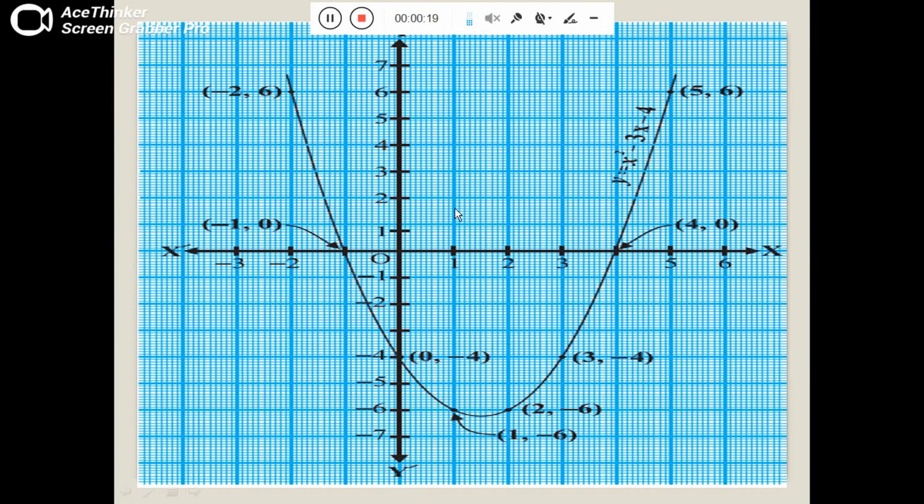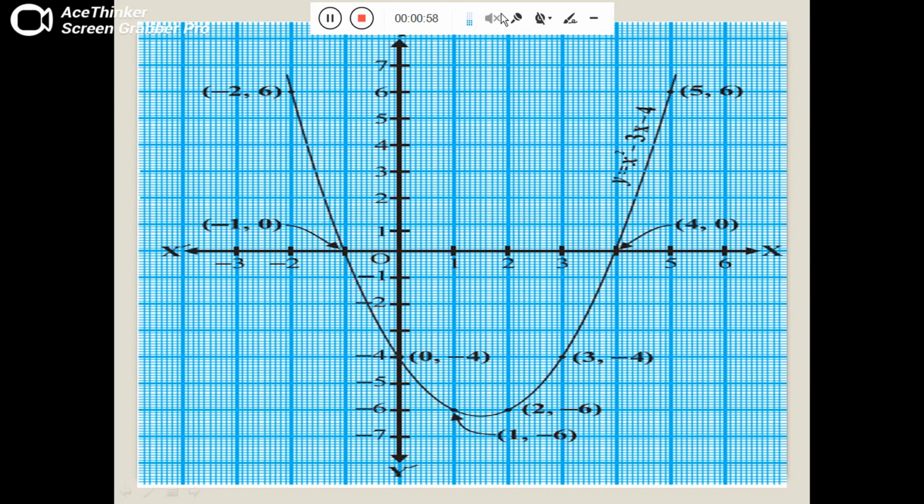The important part of this figure is that this graph intersects the x-axis at 2 points. The first point is minus 1, 0, and the second point on the x-axis is 4, 0. It means that for any quadratic polynomial of degree 2, when you draw the graph, you will get 2 zeros, or at most 2 zeros. That is the main part of this.